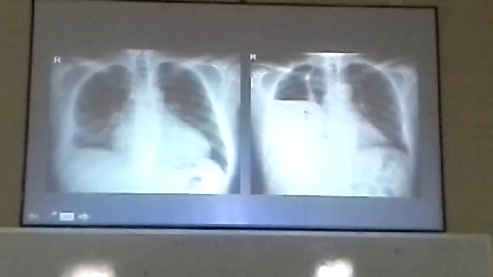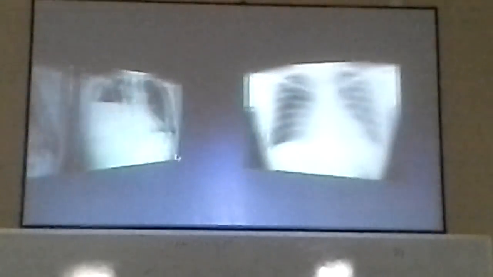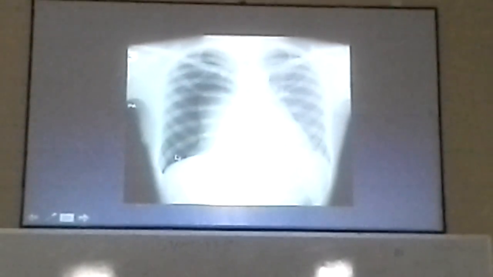Hydro means fluid, pneumo means air. So hydropneumothorax inside the pleural cavity. There is air also and fluid also inside the pleural cavity. This is pleural effusion with cardiomegaly. Yes, what is this?